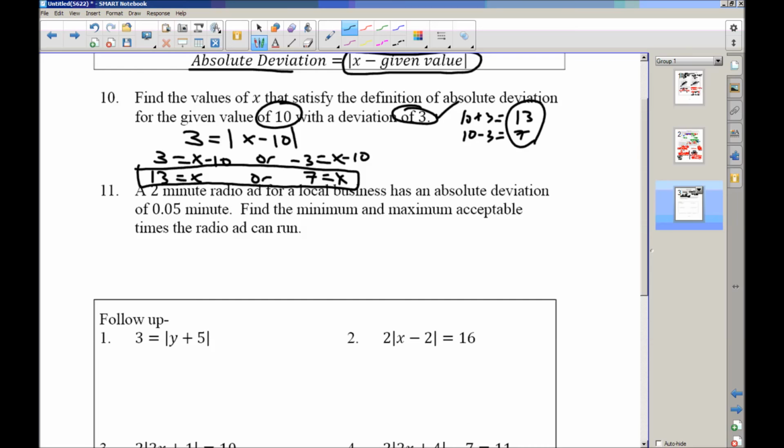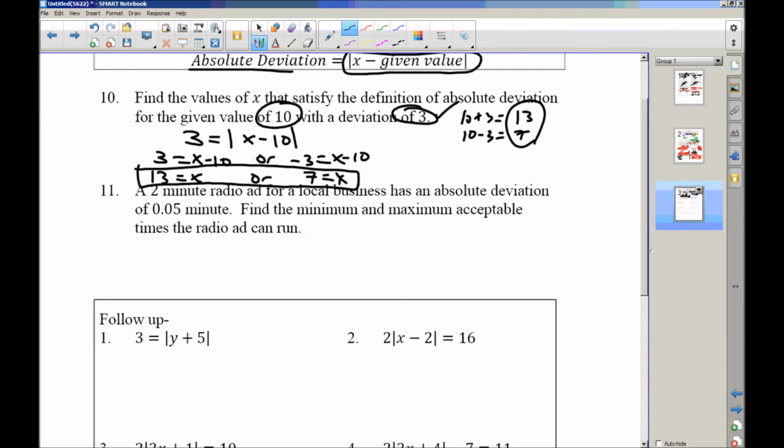Okay? All right, so a 2-minute radio ad for a local business has an absolute deviation of 0.05 minutes for the minimum and maximum acceptable times a radio ad can run. So we pay for a 2-minute ad, sometimes it's going to run a little long, sometimes it's going to run a little short. And this is saying what's the maximum length allowed and what's the minimum length allowed. Because they might cut it off early for a song or they might let it run a little bit extra.